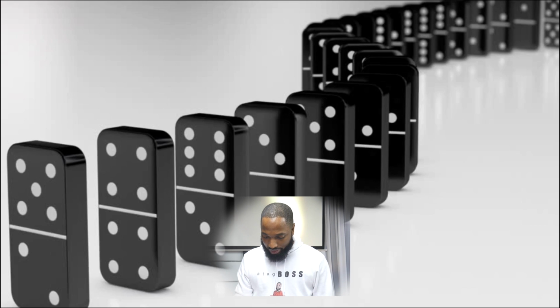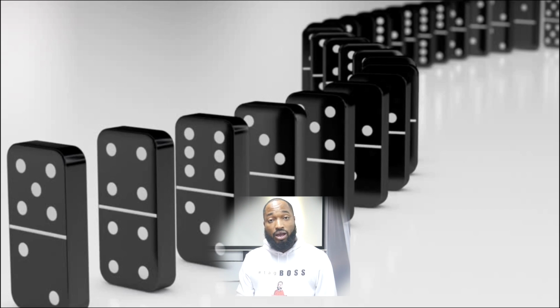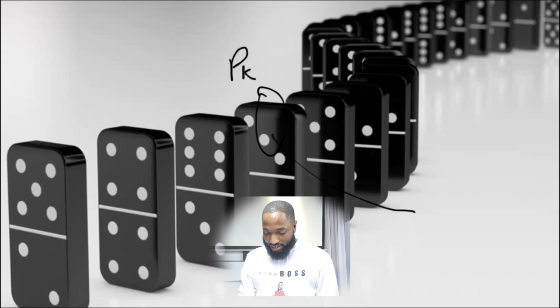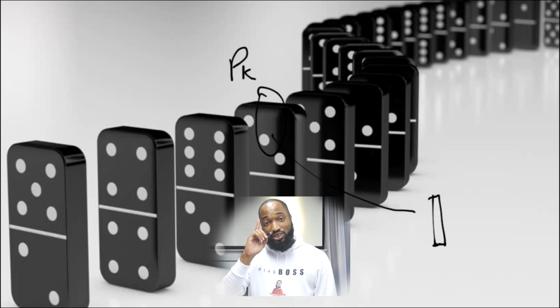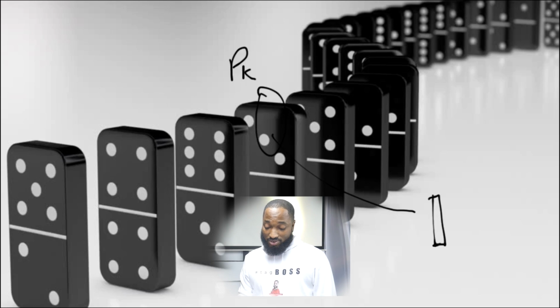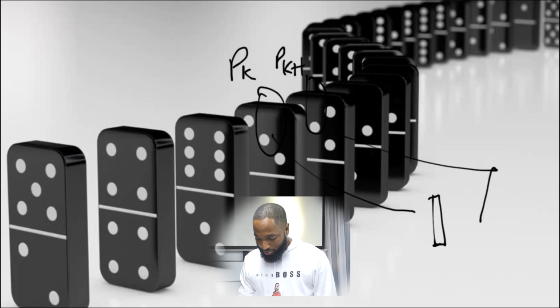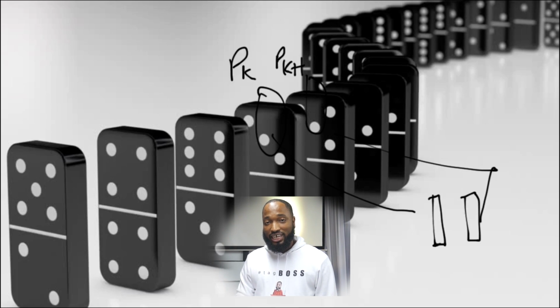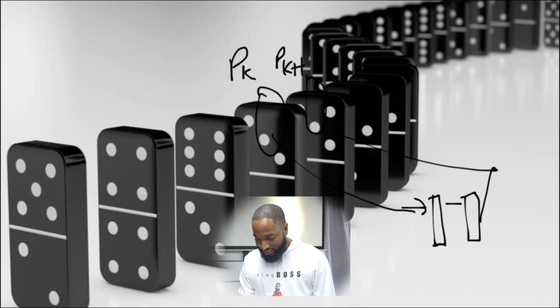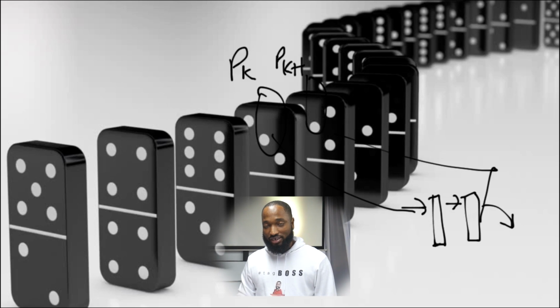So here's what we're going to do. We are going to take a random domino. That's our PK. Put him here. And we are going to assume that PK falls down. Then we are going to take the one right in front of PK. That's our PK plus 1. And put him right here. And what we are going to test is that if this one falls down and hits this one, this one will fall down as well. You understand?